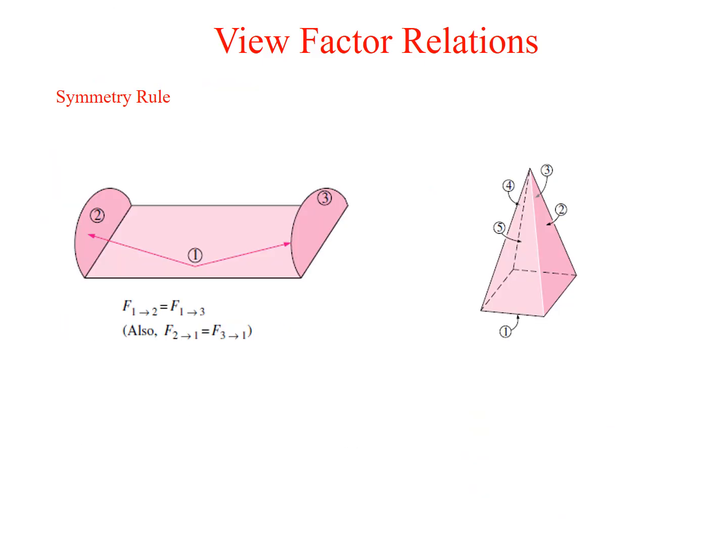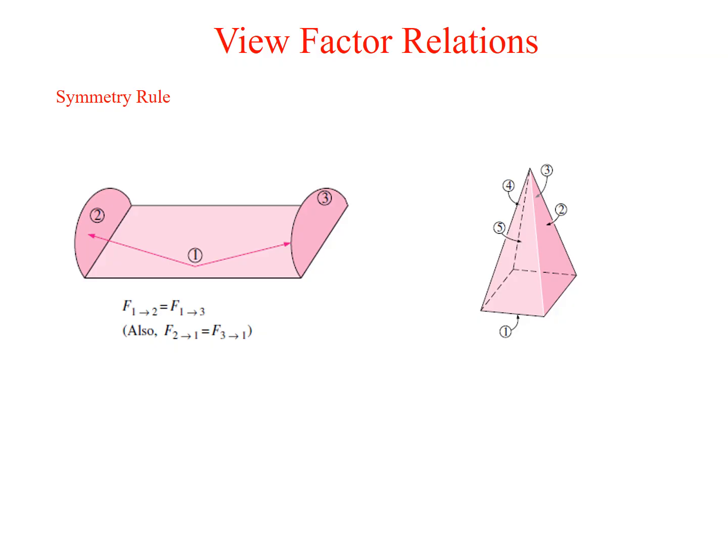Another rule that becomes very helpful sometimes is what we call the symmetry rule. Remember, the view factor is all about the orientation. The only thing that matters in calculation of view factor is orientation. So if, for example, the orientation of a surface towards another is exactly the same as another one, then we may use the same view factors for them. Let's take a look at the left-hand side picture. Radiation from 1 to 2 and radiation from 1 to 3 will be exactly the same because this is a symmetrical shape.